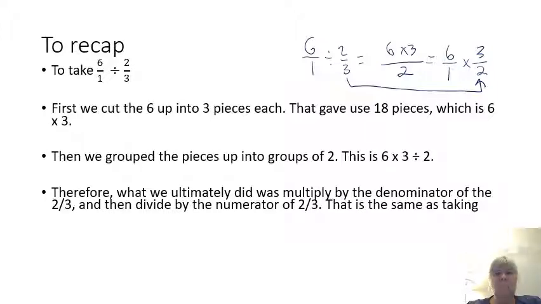So what we ultimately did was we took the denominator of 2/3 to multiply by the numerator of the 6 over 1, and we took the numerator of the 2/3 to divide by. So we ended up with 6 over 1 times 3 over 2. I hope that makes sense.